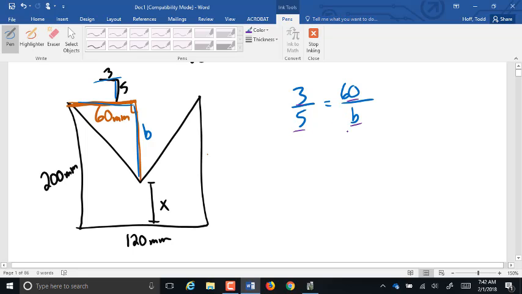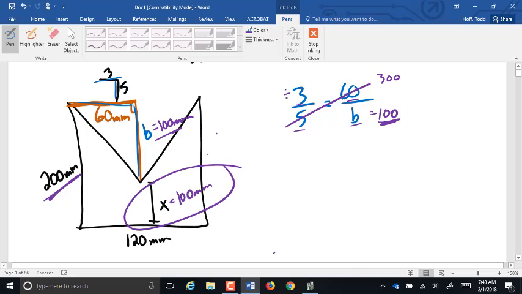Now, if you're calling it a slope or a slope factor, well, then it does have to be vertical over horizontal, rise over run. So we're just going to cross multiply here. 5 times 60 is 300. 300 divided by 3 is 100 for B, which makes X 100. 200 minus 100 leaves us with 100. What do you think? Better than a sharp stick in the eye?